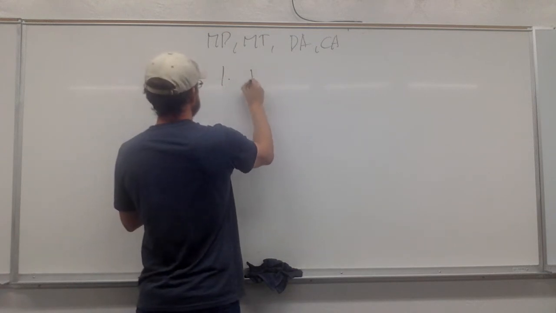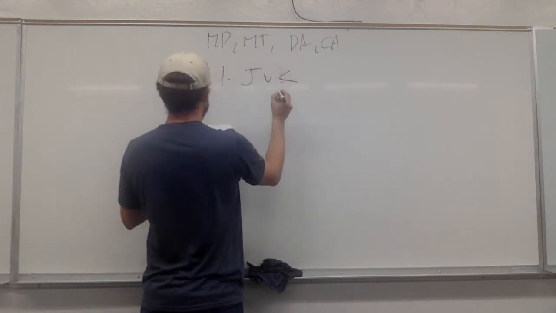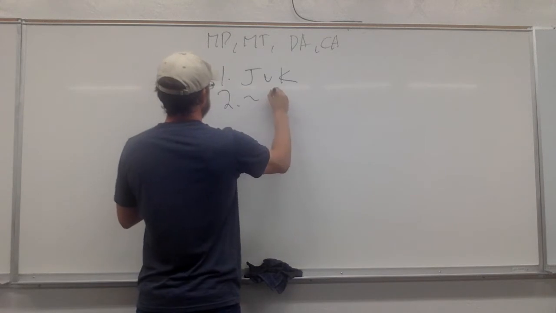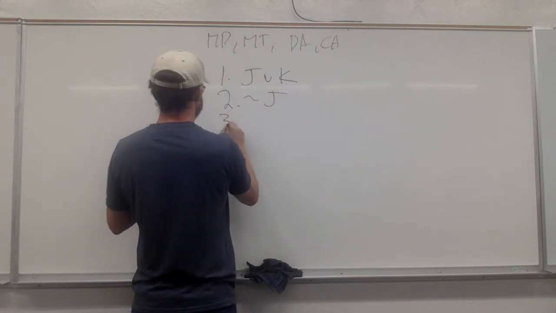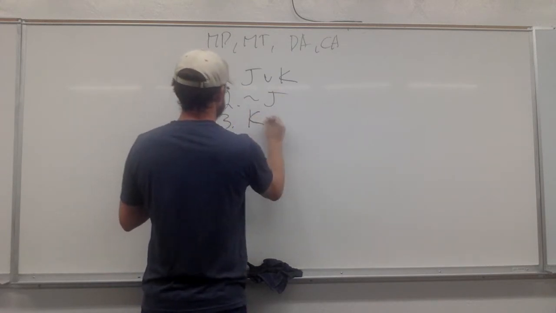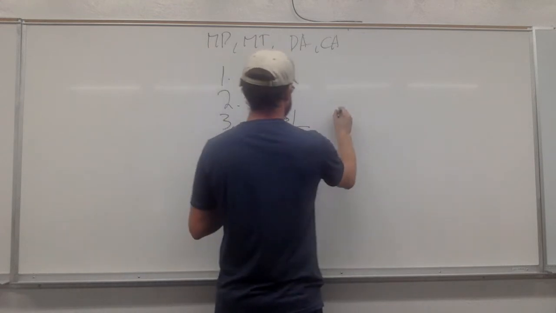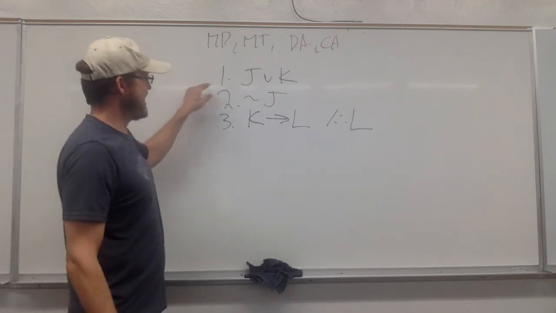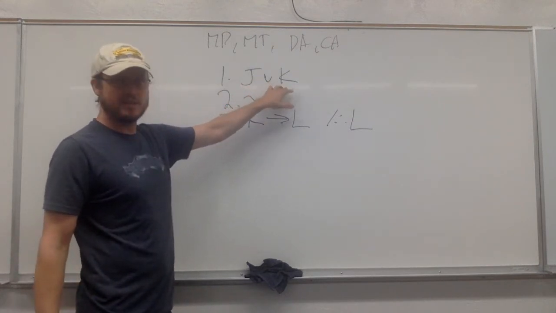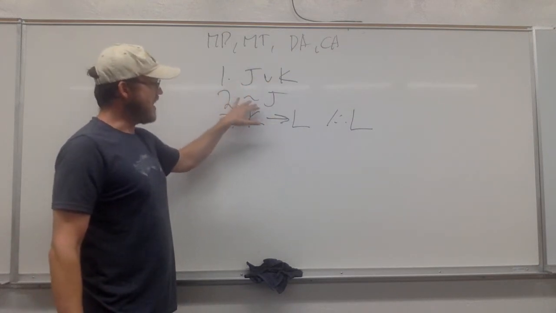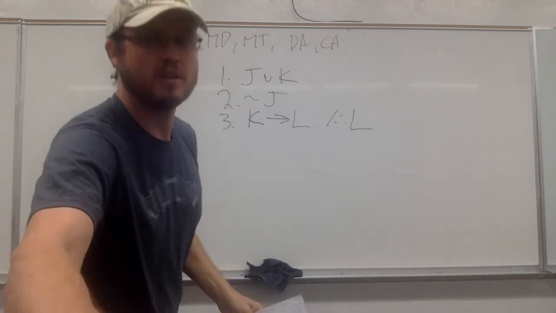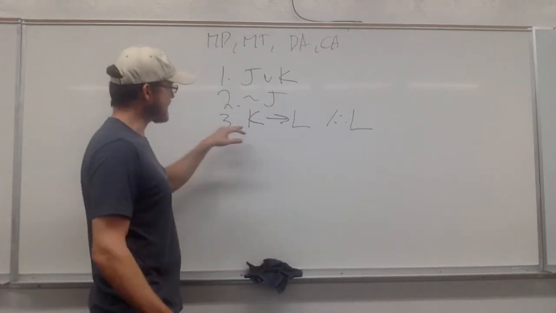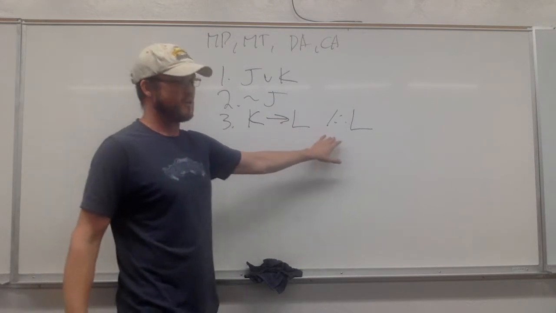So here are your premises. J or K, not J, K arrow L, conclusion L. Okay, so everyone see that? J or K, not J, K arrow L, therefore L.